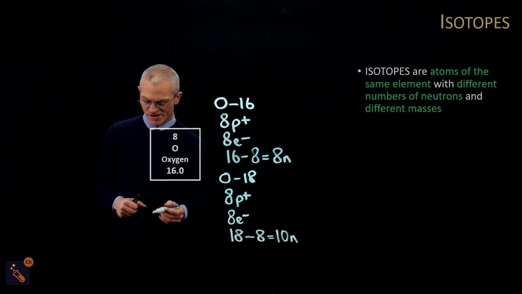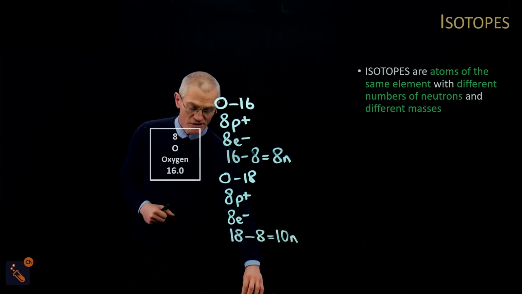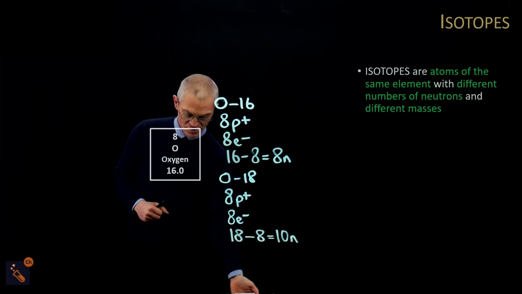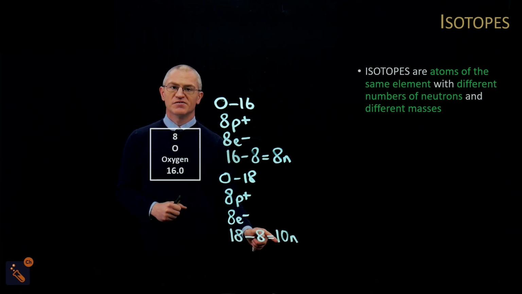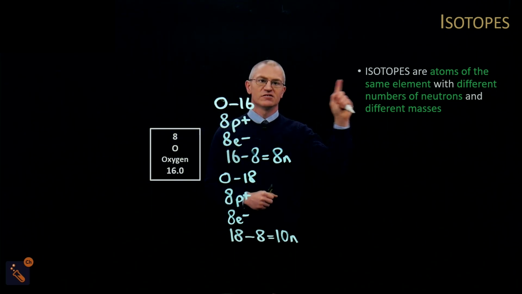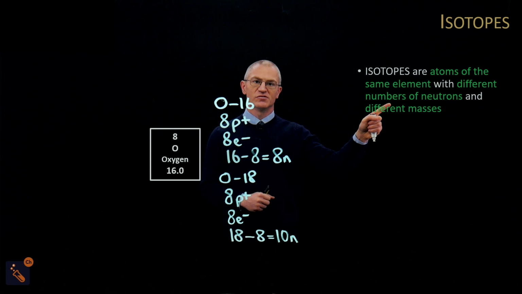So when we have an element, we have 2 isotopes of that element. There are different numbers of neutrons in each, but they have the same number of protons because they're the same element. Hence, the definition: same element, different number of neutrons, and different masses. Okay?